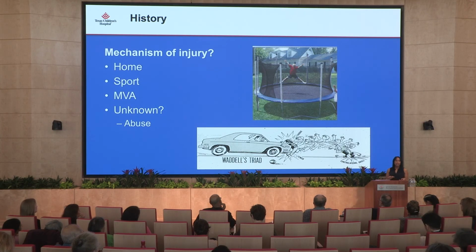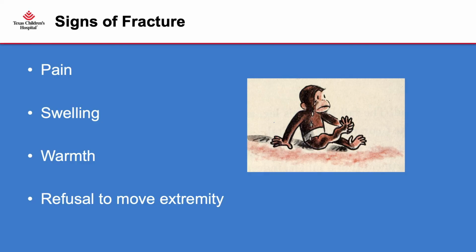So when patients present with concerns of a fracture, you initially want to just talk about the mechanism of injury when you're getting your history. Of course, it could be a low energy injury where it's just a fall off the couch. It can be a higher energy injury like a sporting injury, and then a motor vehicle accident where you want to assess if there's been any loss of consciousness. If the mechanism is unknown or unwitnessed, always keep abuse in your differential. And we'll go over some other characteristics of that as well later.